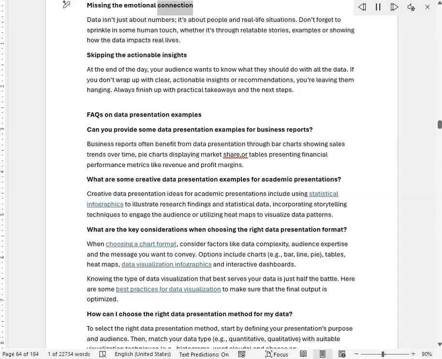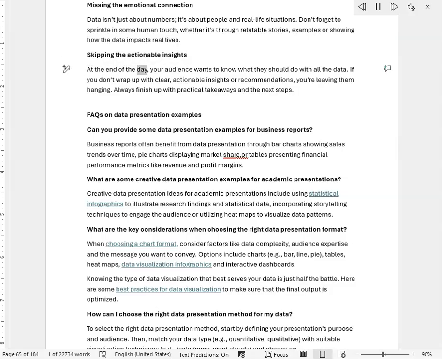Missing the emotional connection. Data isn't just about numbers. It's about people and real-life situations. Don't forget to sprinkle in some human touch, whether it's through relatable stories, examples, or showing how the data impacts real lives.